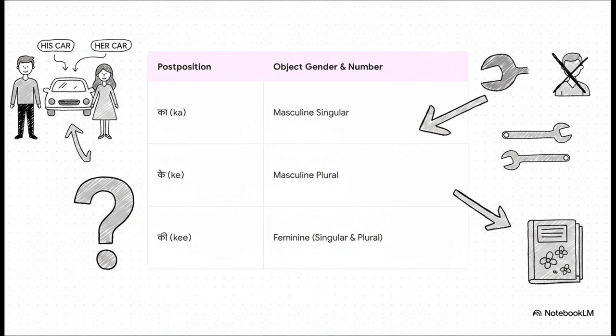Well, in Hindi, it's totally different. The postposition ka strictly matches the gender and number of the object being possessed. It literally doesn't care about the owner at all. So if the object is masculine singular, we use ka. If the object is masculine plural, ka magically changes to ke. And if the object is feminine, whether it's singular or plural, we just use ki. So remember, the object is entirely in charge here.